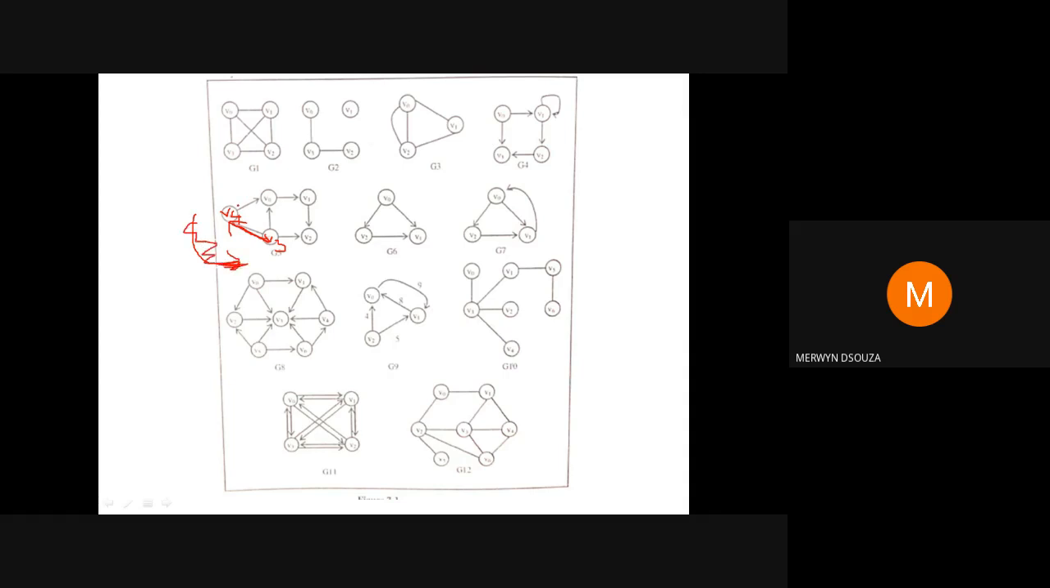Similarly, you try to find any other path. I cannot go from V4 to V3. So I would say that V3 is not reachable from V4. There's no edge that is taking me there. All the directions are going away from V3. There's no direction which goes inside or towards V3.